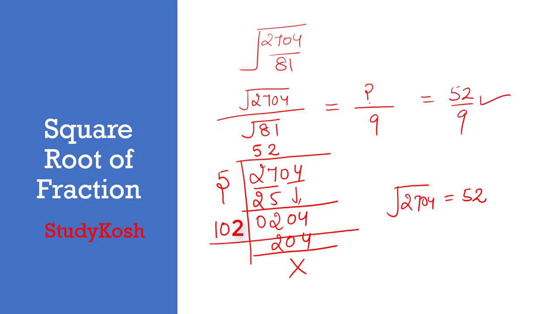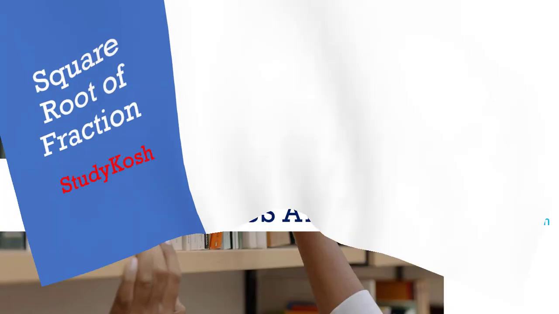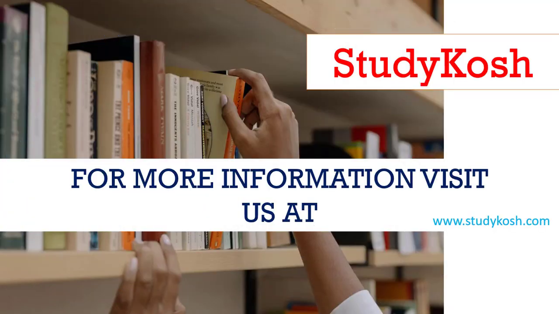So it is very easy to find out the square root of any number. This is all for part 1. Here I am wrapping it up. We'll meet you in the next lecture where we will discuss the next part of this topic.